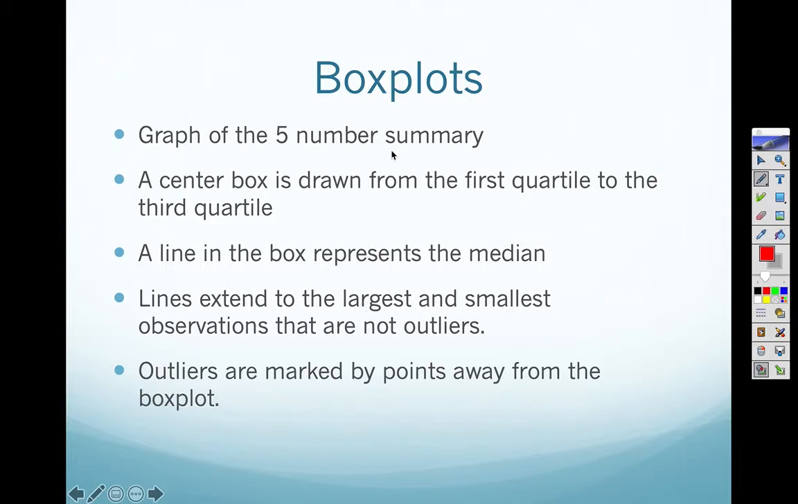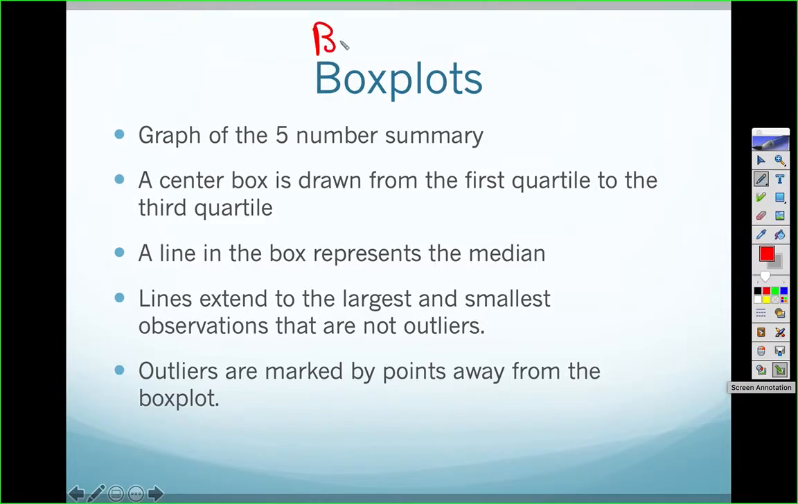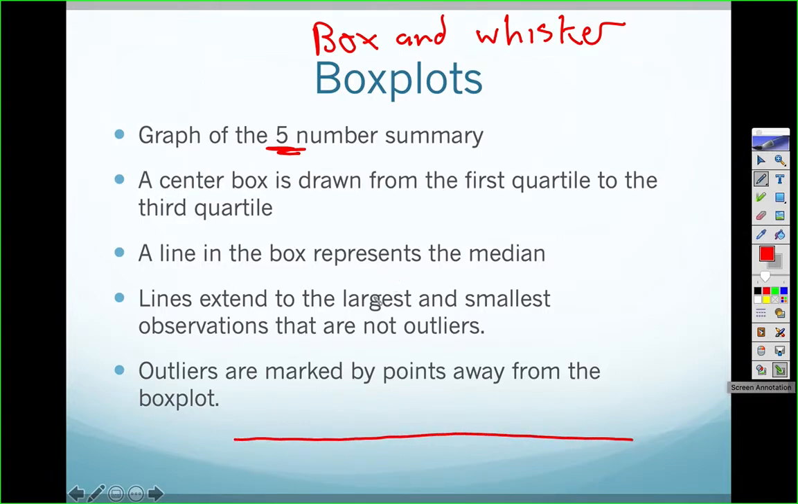Next, box plot. You may have heard of this as a box and whisker plot. Box and whisker plot. Same name. Let's see how it works. It's a graph of the 5-number summary. It says to start with a line. On that line, the center of the box is drawn from the first quartile to the third quartile.